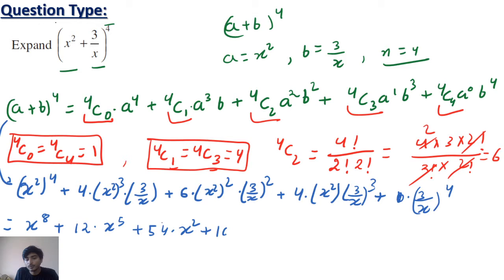So can I write this as 108 by x? Then plus 3 to the power 4 by x to the power 4. So 3 threes are, that will become how much? 81, right? 81 by x to the power 4. Okay, so this is the total expansion of this value. Is it clear? Hope all of you are clear with this.